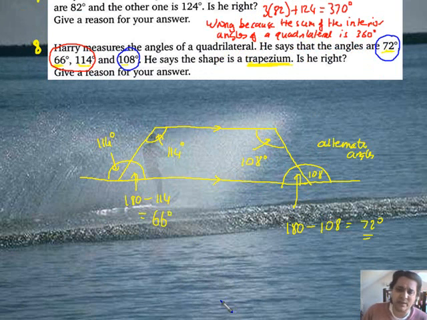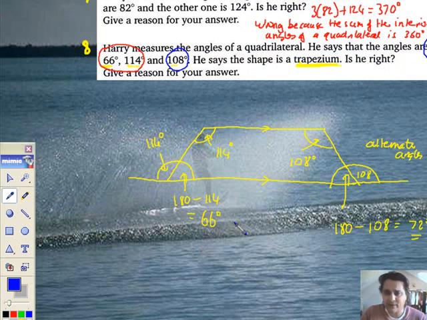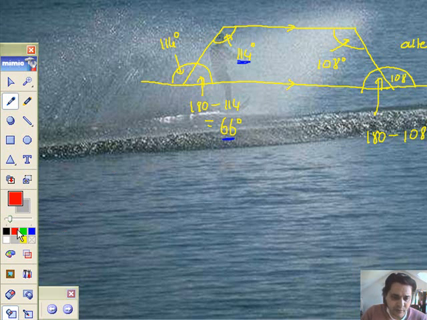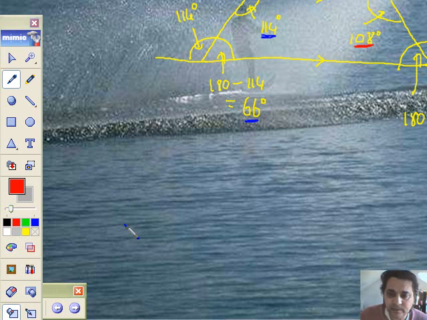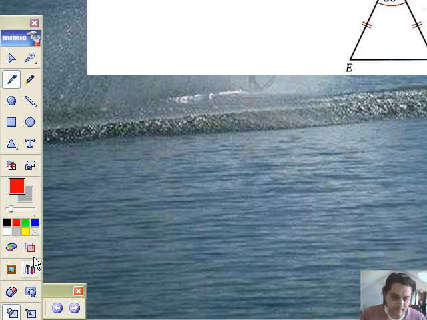And how have I explained it? Well, I've explained it by fully annotating my diagram. I've proved that the angle on the same side as the 114 is 66, so they're friends. I've also proved that the angle on the same side as on this side is 108 and 72, and therefore they're friends, and that works completely brilliantly. That will justify it fully.